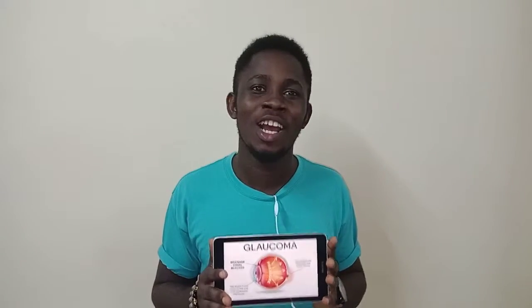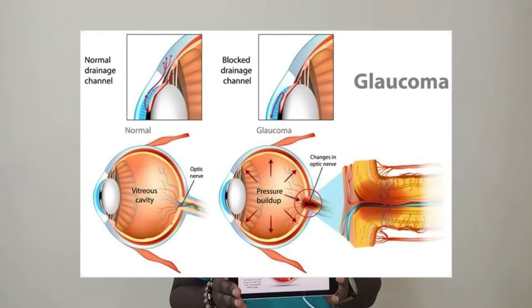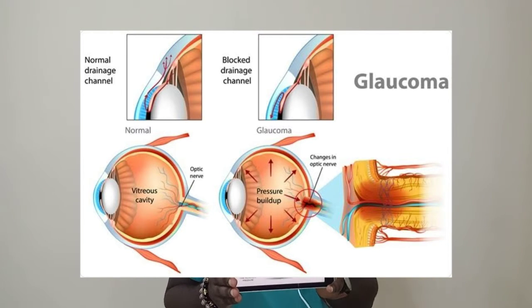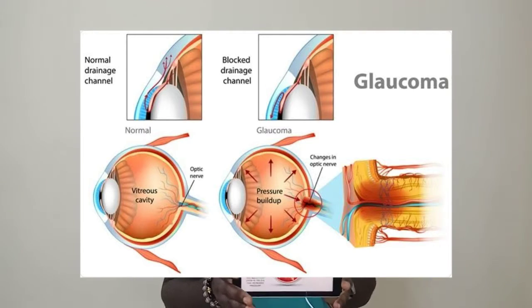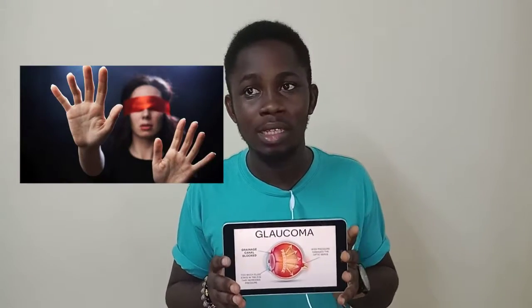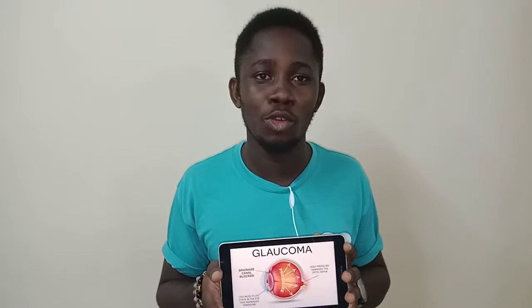What is glaucoma? Glaucoma is the increased intraocular pressure as a result of inadequate drainage of the aqueous humor from the canal of Schlemm or an overproduction of the aqueous humor. This condition can cause blindness and damage the optic nerve. So what are the types of glaucoma?